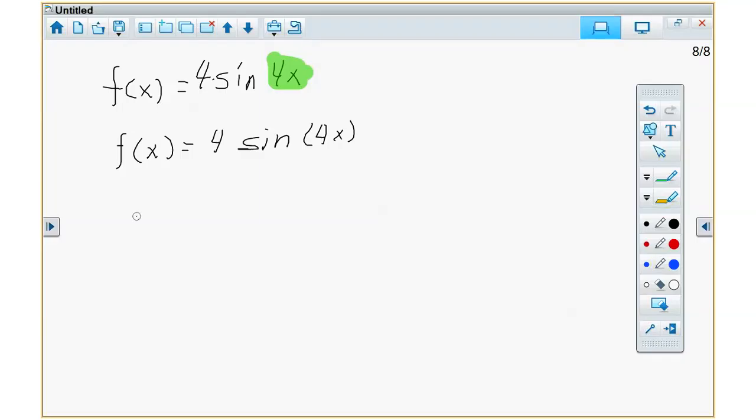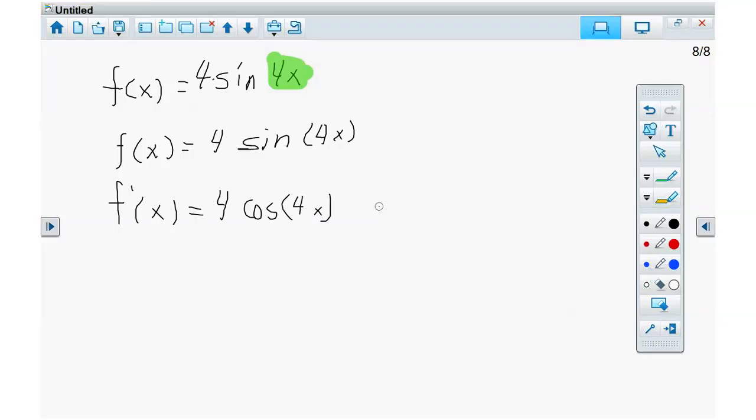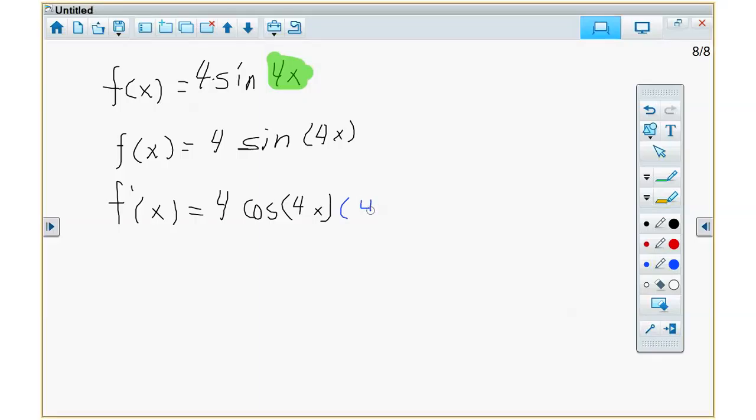So f prime of x is going to be 4 times the cosine, derivative of sine is cosine, of 4x, times the derivative of what's inside, and the derivative is 4, and therefore your derivative is 16 cosine of 4x.